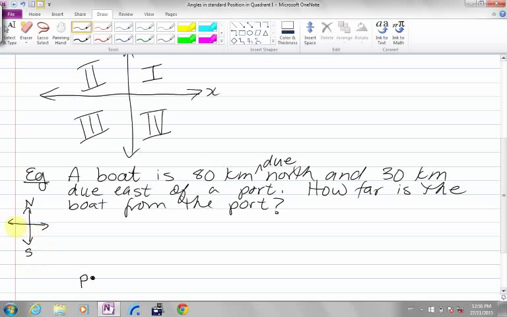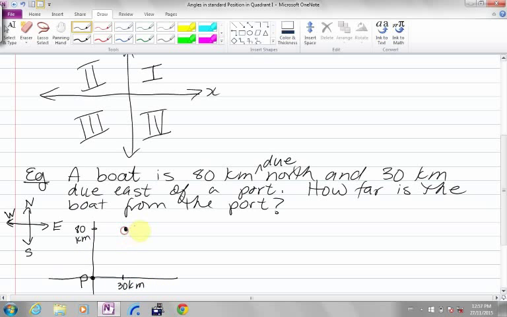And east and west, which one's to the right? East. 50-50 chance. And west is to the left. Okay, so if I am 80 kilometers north and 30 kilometers east (I said degrees, I meant kilometers), then my boat is right here.